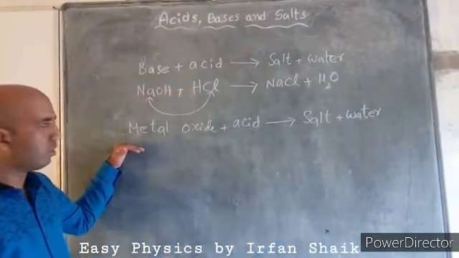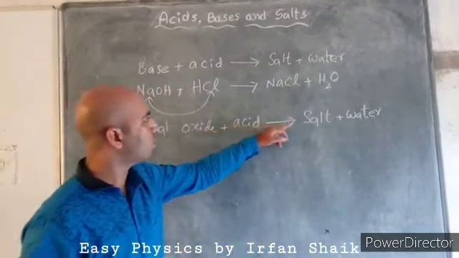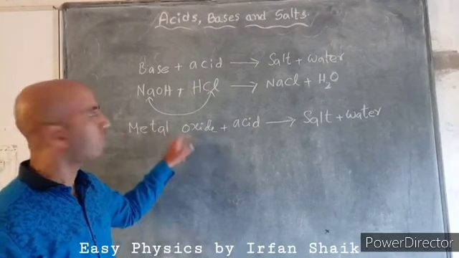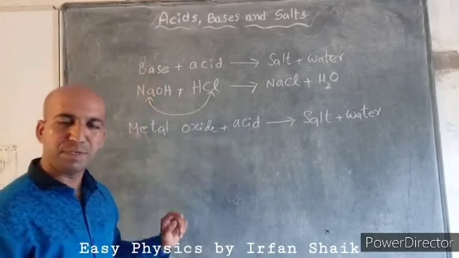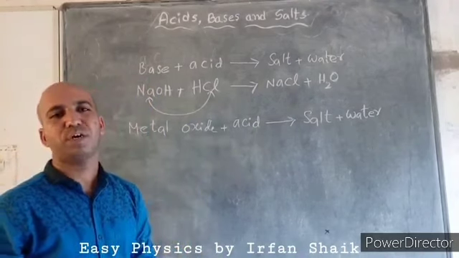In this reaction, metal oxide plus acid gives rise to salt plus water. By observing these two chemical equations, we can easily say that the nature of the metal oxide is basic. That means all metallic oxides are basic in nature. What are metallic oxides? Let us take a few examples.